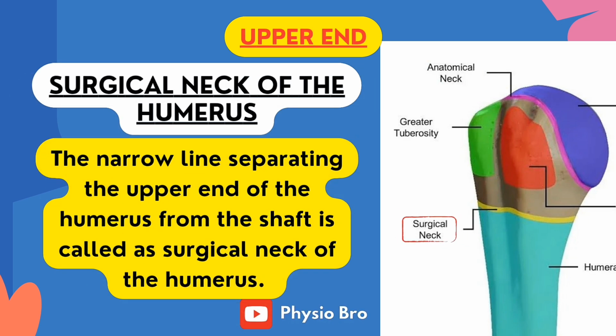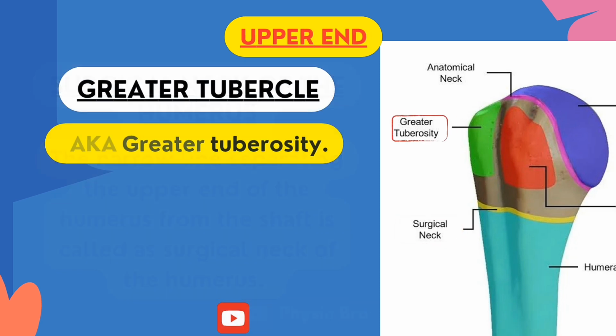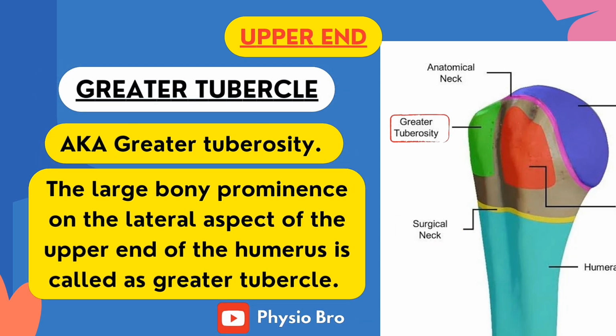Surgical neck of the humerus. It is a narrow line separating the upper end of the humerus from the shaft. Greater tubercle. It is also known as greater tuberosity. The large bony prominence on the lateral aspect of the upper end of the humerus is called greater tubercle.